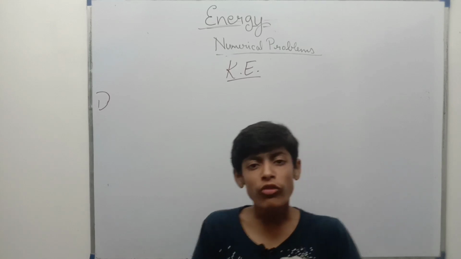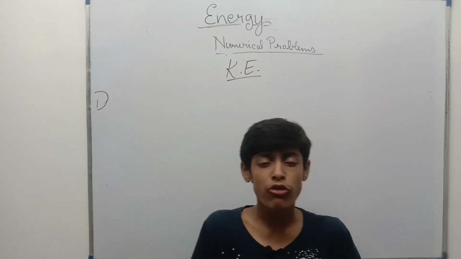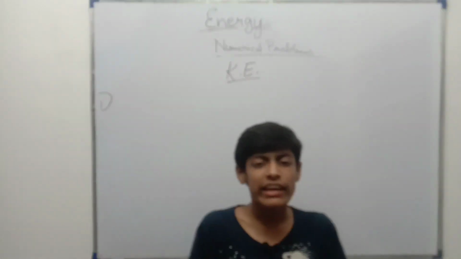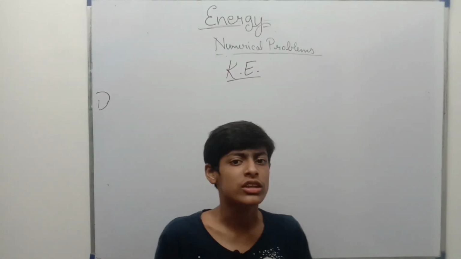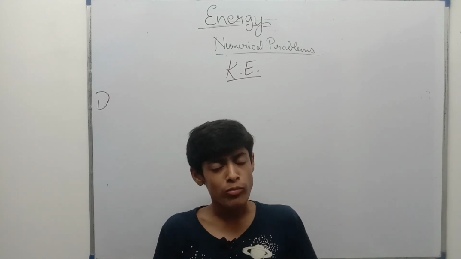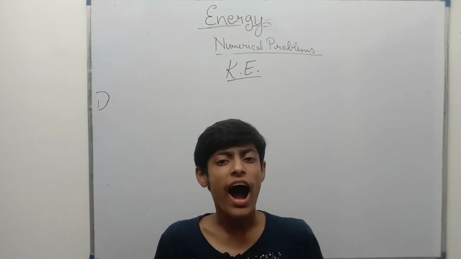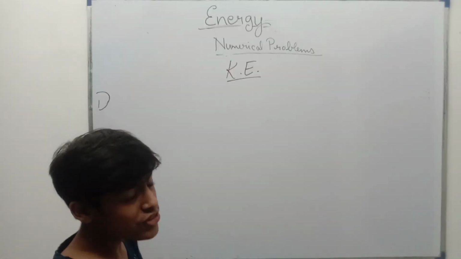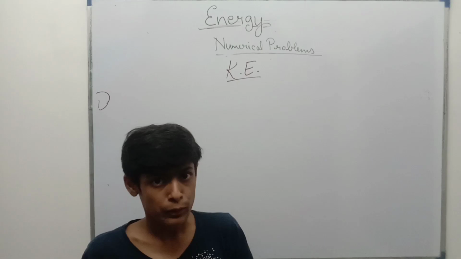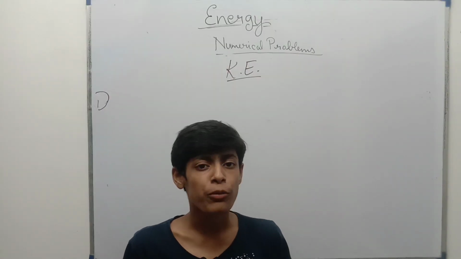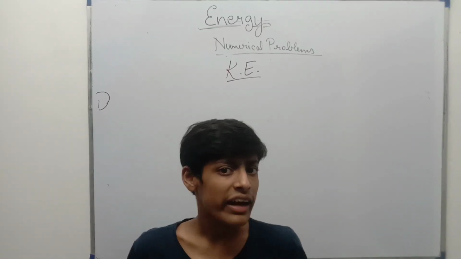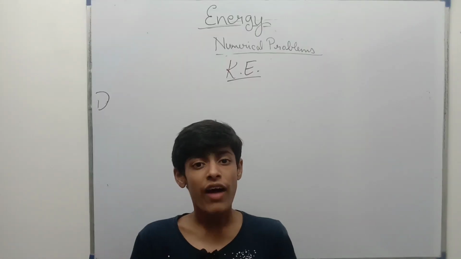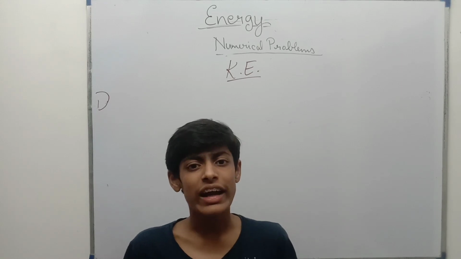So guys, now we will discuss some questions about kinetic energy. First we should know what kinetic energy is. It is the energy possessed by a body due to its motion. We learned the formula in the last video, which is half into mv square. Our first question is that the mass of a bullet is 10 gram and the speed of the bullet is 200 meter per second, then find its kinetic energy.